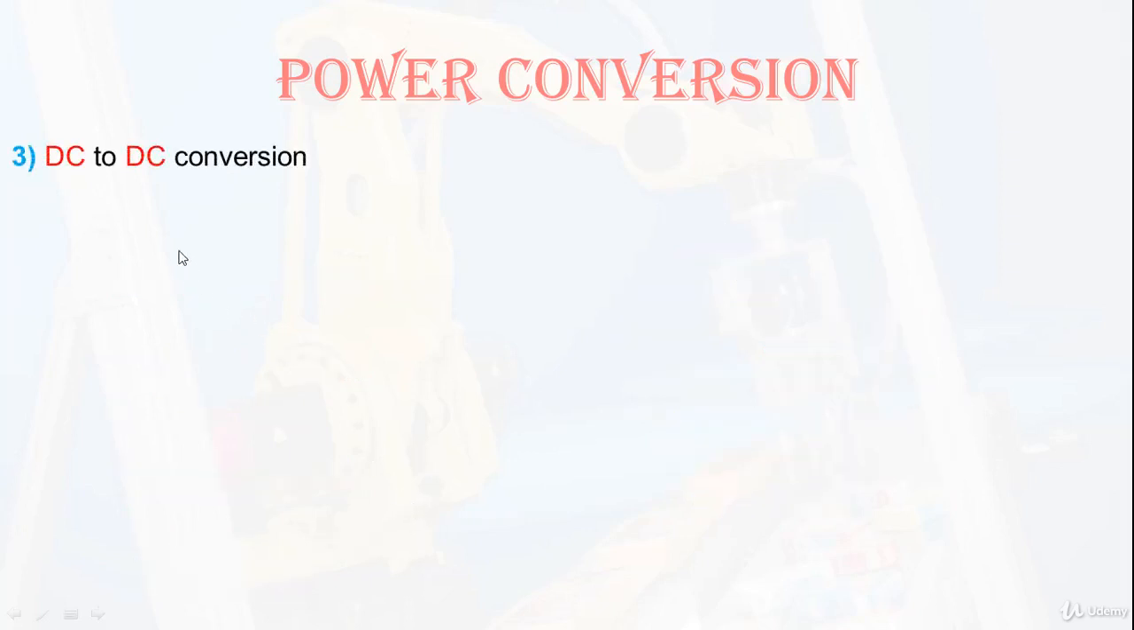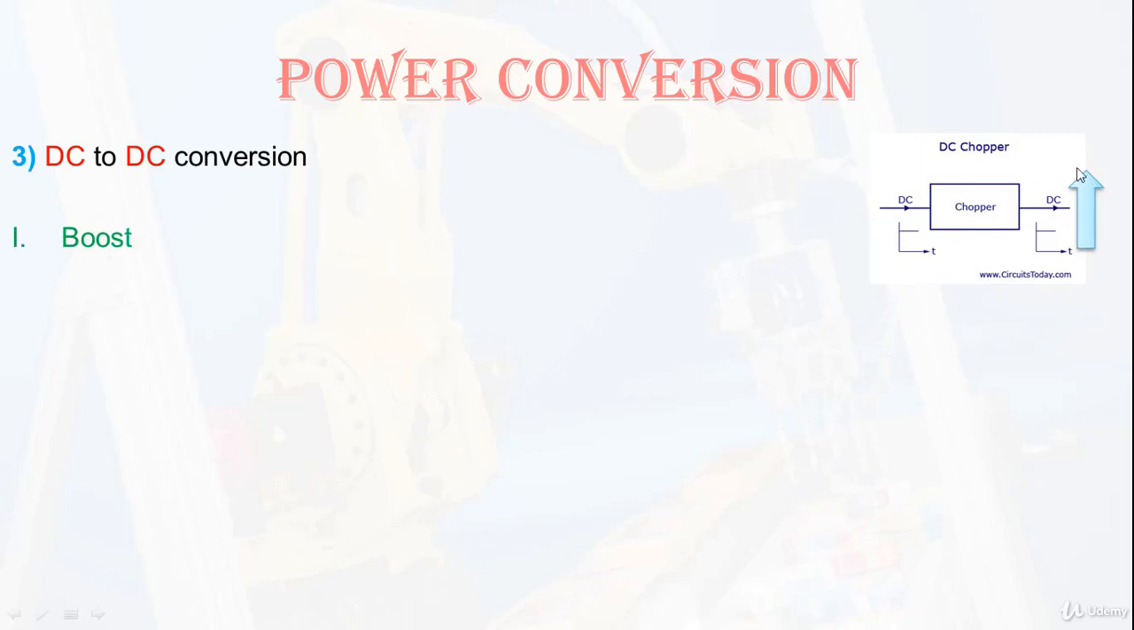The third one is the DC to DC conversion, and it is done by a circuit called the Chopper circuit. The Chopper circuit has three types. The first one is called the boost, and the boost converter has an output DC level higher than the input DC level. The second one is called the buck converter, and the buck converter has an output signal lower than the input signal.